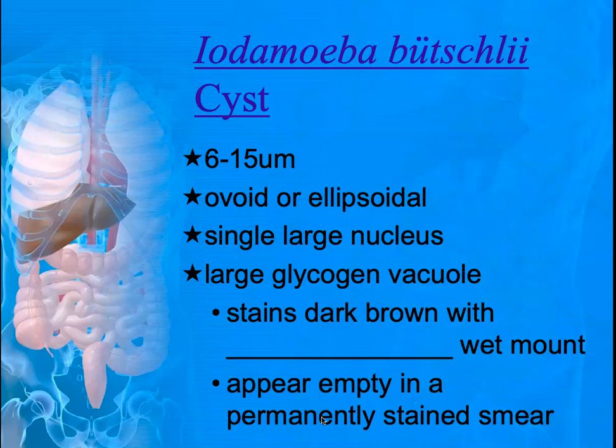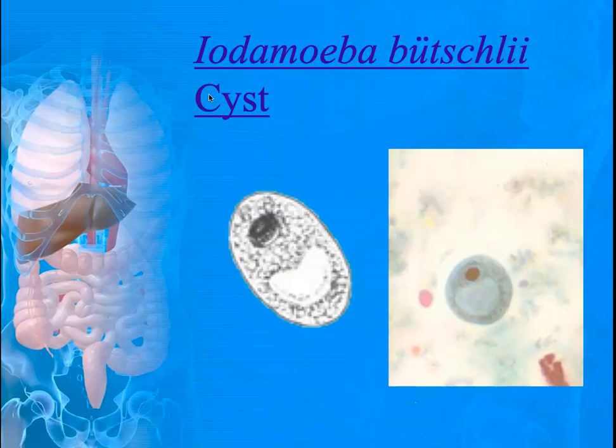And my memory clue is Iodamoeba starts like iodine does. So remember, Iodamoeba, iodine stain, it's going to stain that glycogen vacuole to help with identification. And also, the I looks like a Roman numeral 1. So I remember that there's only one nucleus for the cyst. One nucleus in the troph, one nucleus in the cyst.